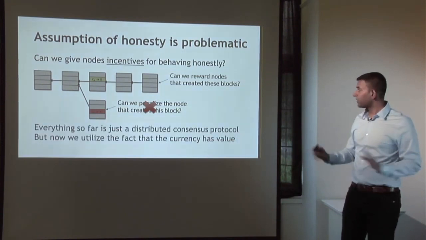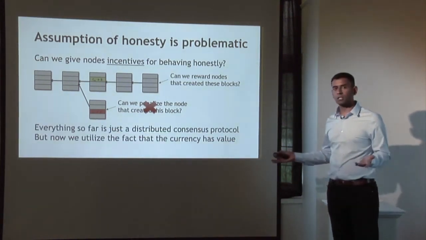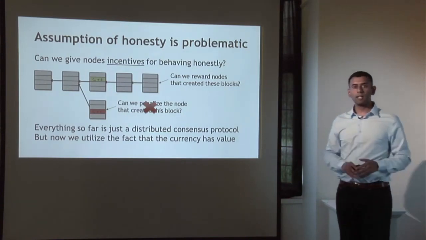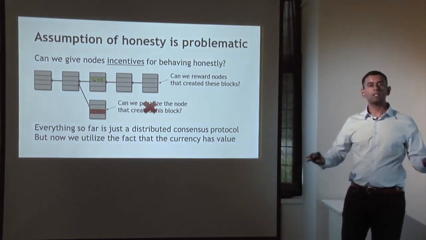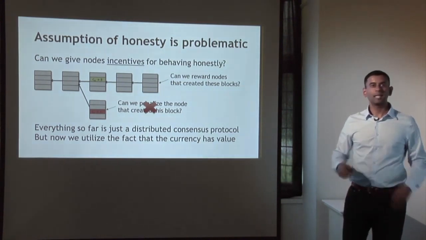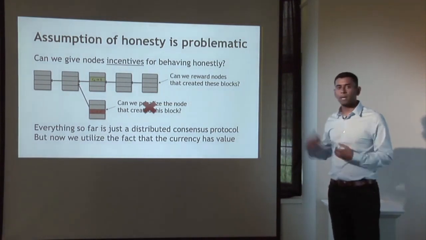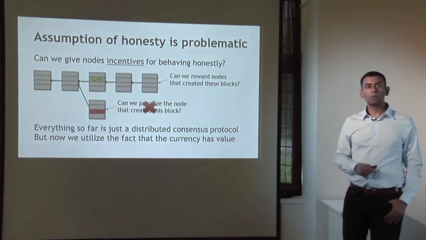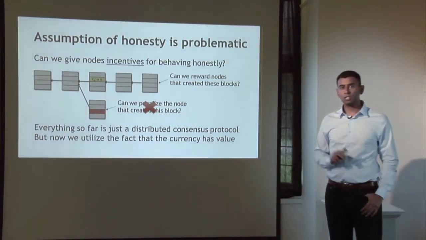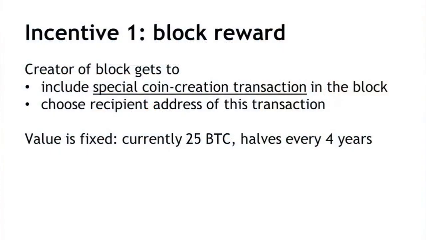Well, so far, everything that I've said is just an abstract algorithm for achieving distributed consensus. Now we're going to break out of that model. What I'm going to say now is specific to the fact that what we're achieving through this distributed consensus process is in fact a currency. And we're going to incentivize these nodes by paying them in units of this currency. So how do we do that? There are in fact two separate incentive mechanisms in Bitcoin, and the first one is called the block reward.